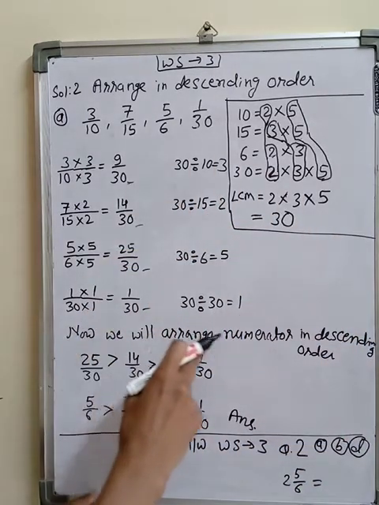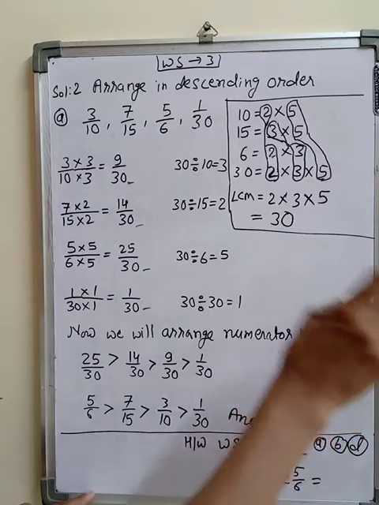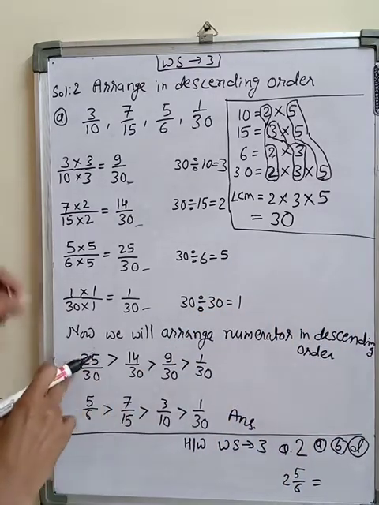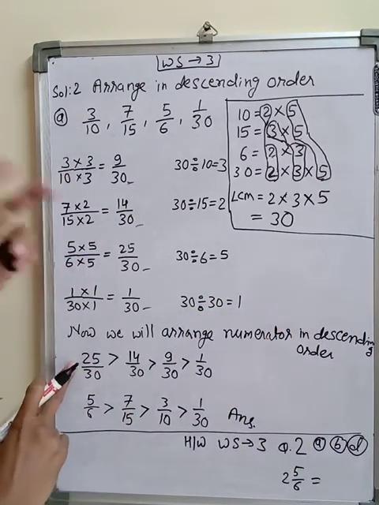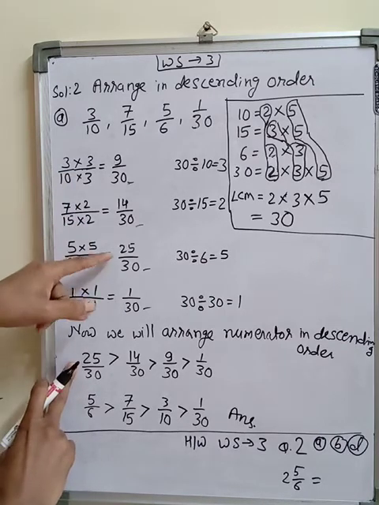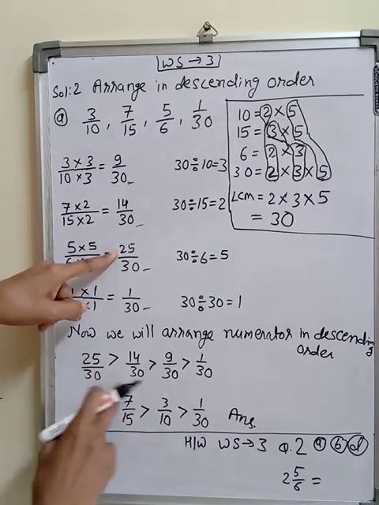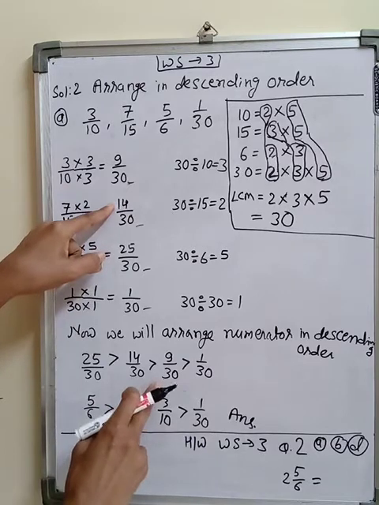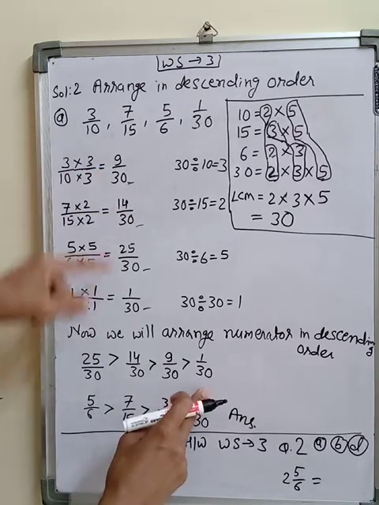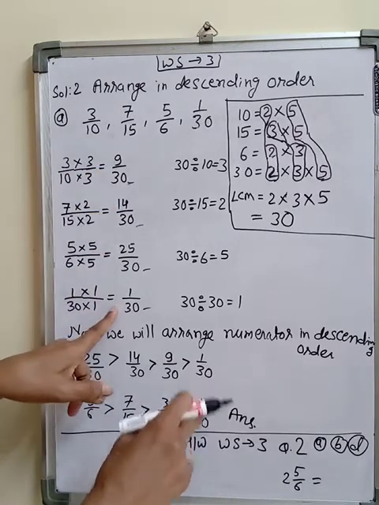So now we will arrange the numerators in descending order. Descending means from bigger to smaller. Which is the biggest? 25. So 25 upon 30, then 14 upon 30, then 9 upon 30, then the smallest is 1 upon 30.